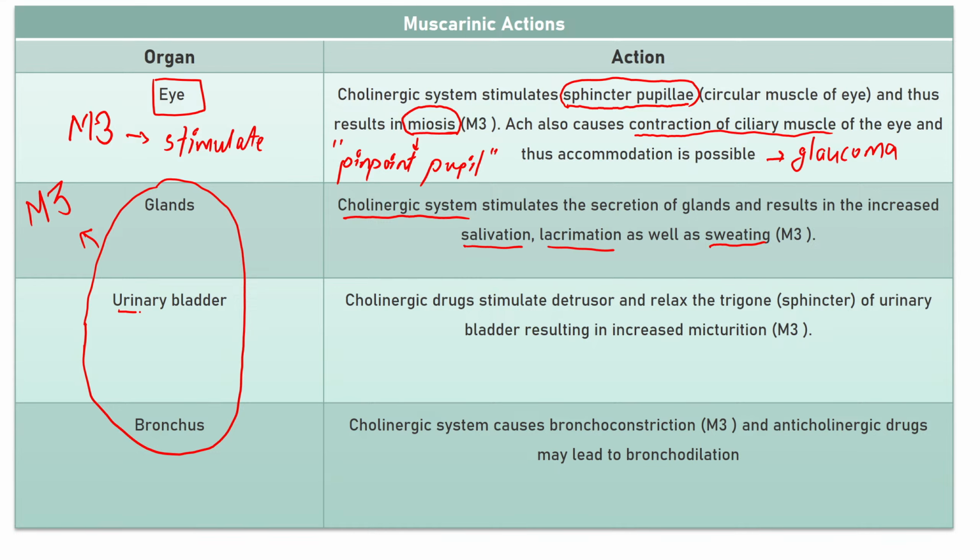Now in the urinary bladder, it will stimulate the detrusor. Always remember, the urinary bladder's action is increased. So what does increased mean? Increased urination. To increase urination, we will have to relax the sphincter. Do not get confused. The sphincter of the urinary bladder is relaxed. This will lead to increased micturition, nothing but urination.